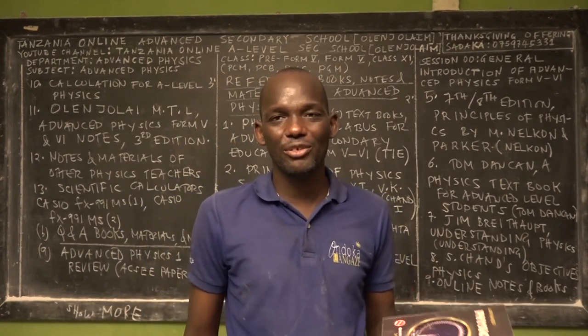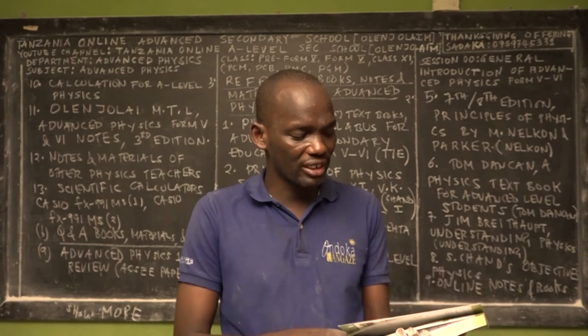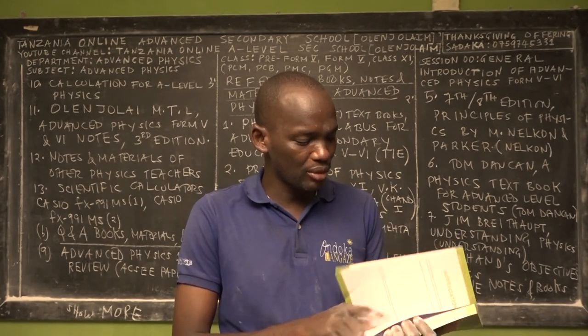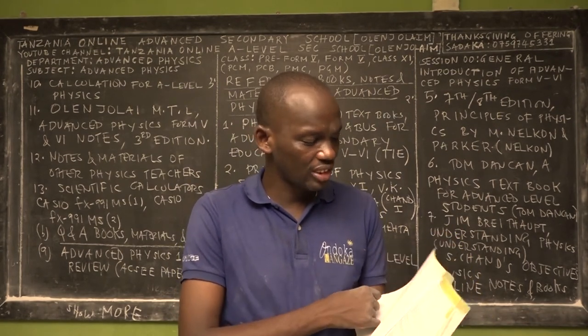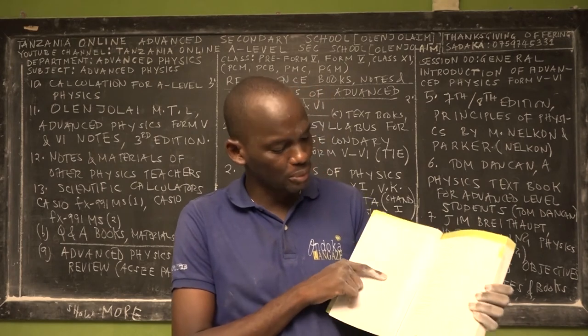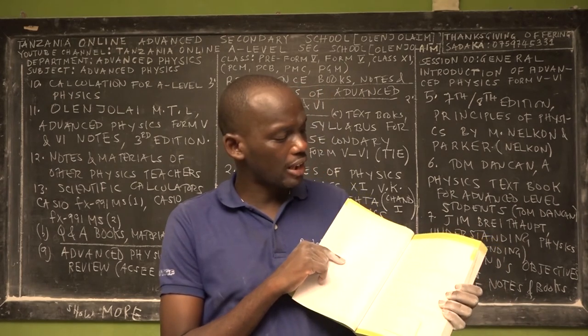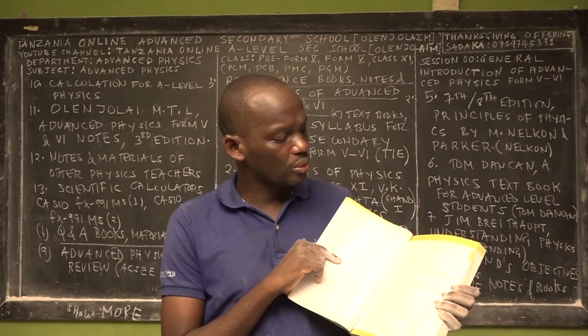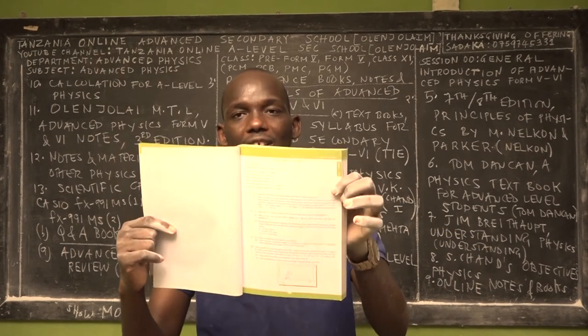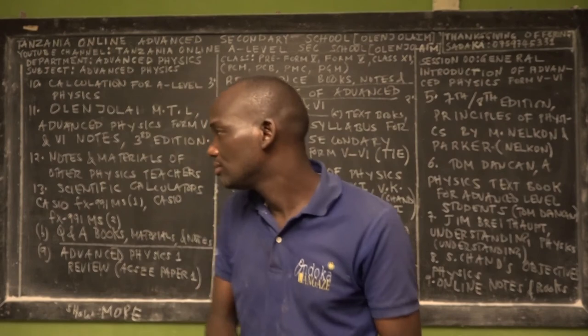So just open the next page after the table of contents, the preamble with the information, then you find the next page. This is labeled page 1. It's the 2003 physics paper 1. That's what you'll find. Okay?